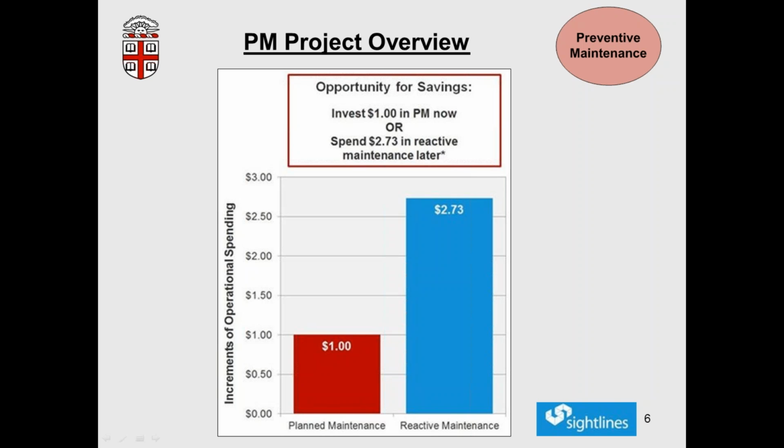So this is a statistic that we have from Sightlines. Sightlines is a company that we work with, that probably many of your universities do as well. They have a larger number of schools where they collect metrics from different universities, and then they do comparisons and whatnot across schools. So in this particular one, for every dollar invested in PM, the projected benefit of that you're saving in reactive or unplanned work is $2.73.